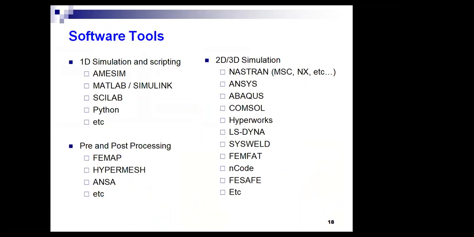So these are some of the software widely used in various industries for one-dimensional simulations and scripting. There are many products available, and these are some of the widely used ones. Amesim is the Siemens product, and another is MATLAB and Simulink, which is the scripting as well as 1D simulation environment for scientific calculations and system level modeling applications.